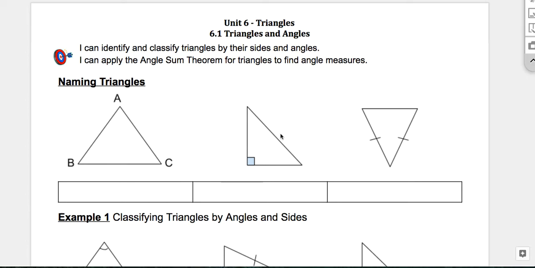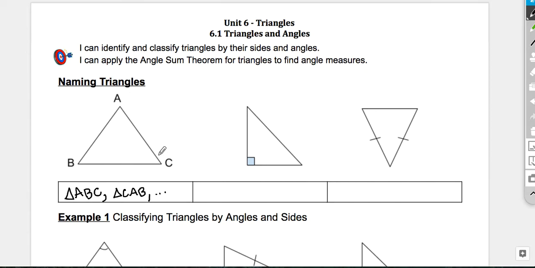As we start looking at triangles, we need to know how to name triangles. So triangles are named using their vertices. So the vertices are the points where they meet. So this triangle can be named ABC because alphabetical order is nice, but it doesn't have to be. So it could also be like triangle CAB or any combination of those three letters.